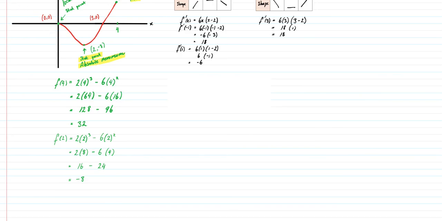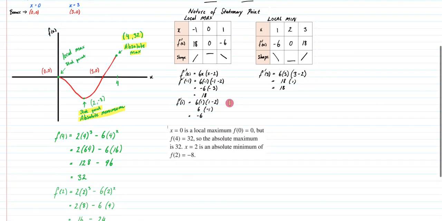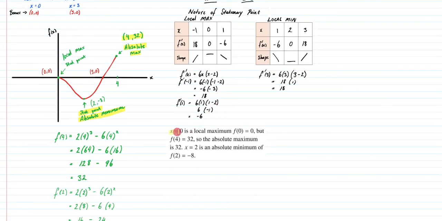And all of that can be nicely summarized in a statement like this. So you should write a statement like this. Let's have a look at it. So with all that working, x equals 0 is a local maximum. F of 0 is going to be equal to 0. And that's what we proved here. It's a local max because it's my stationary point right there. But f of 4 equals 32. So as you can see here, if we sub in x equals 4, we get 32 out. So that's the absolute maximum.